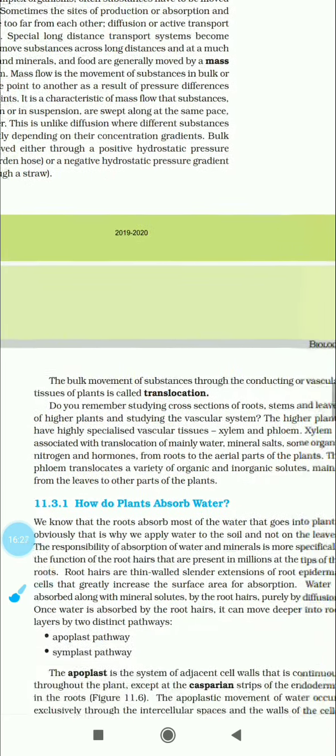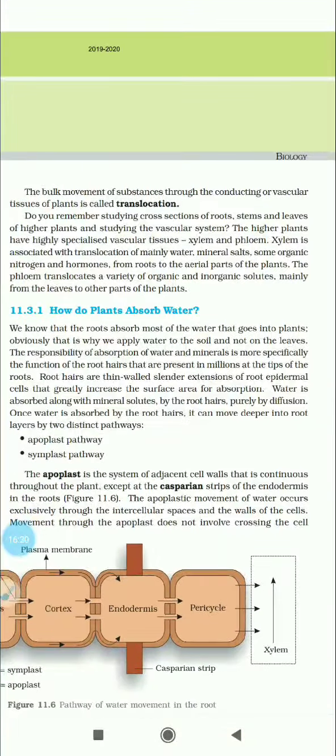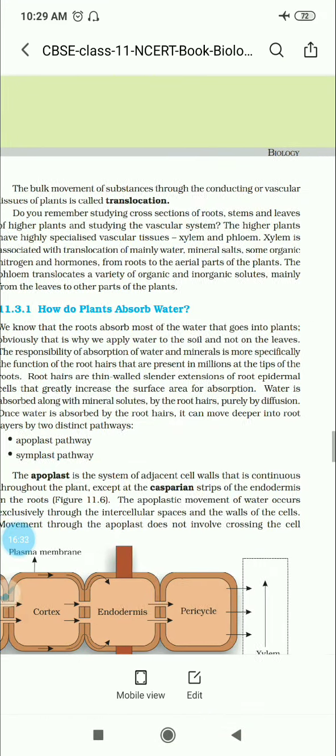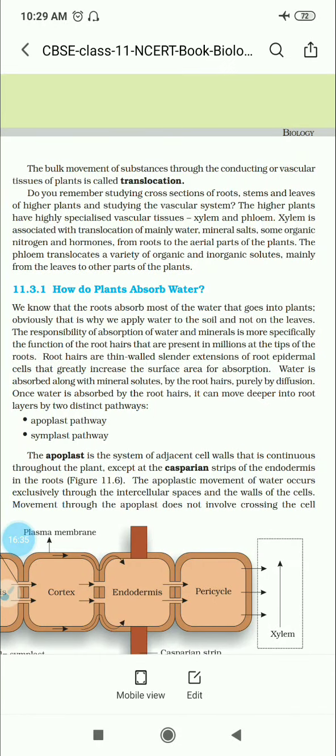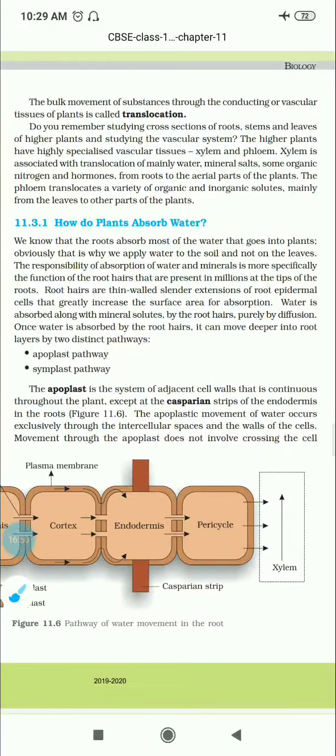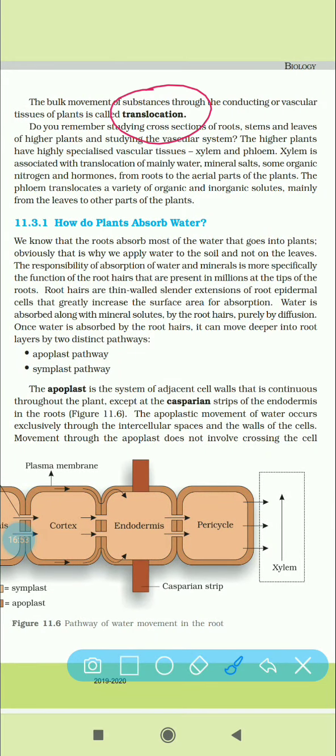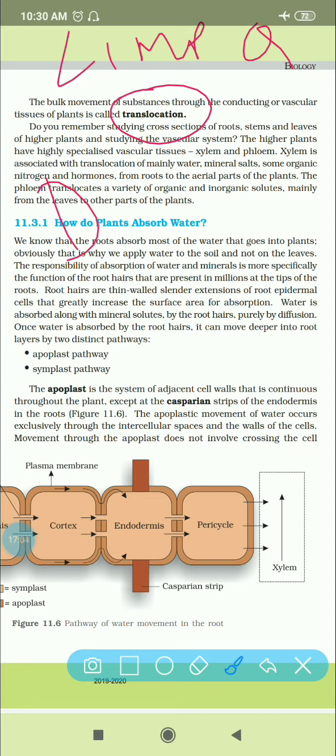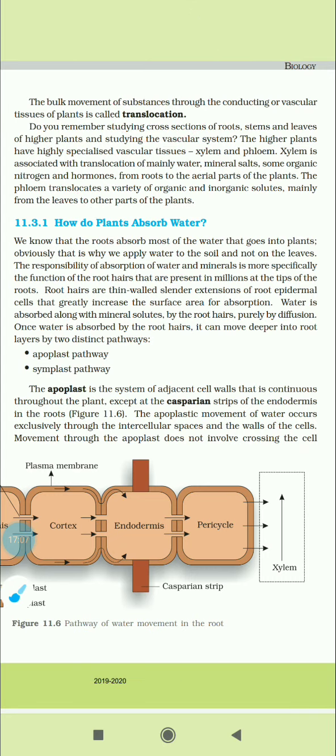So basically the bulk flow can be defined as the movement of substances which occurs through vascular tissues of plants, and that is what forms the basis of translocation. The bulk movement which happens through the conducting or vascular tissues is what we call translocation. Translocation is important for the question. They asked this definition, so remember the definition of translocation.